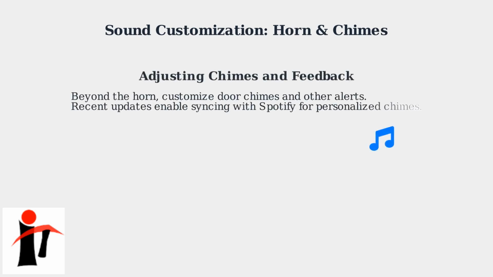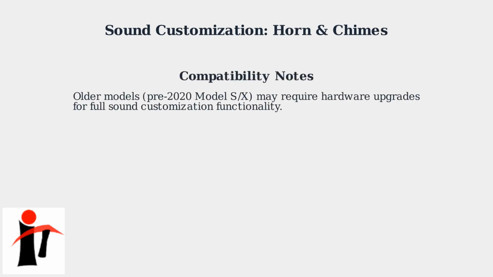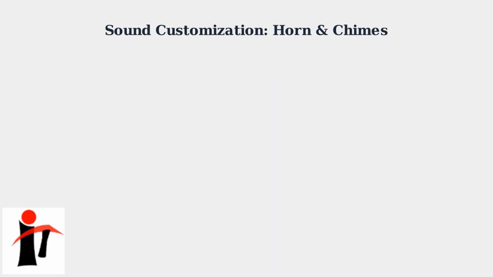For chimes and other feedback sounds, Tesla provides options to customize alerts for various actions, like seatbelt reminders or navigation prompts. Recent software updates have integrated Spotify, allowing you to sync your favorite songs or playlists as chimes. This creates a more personalized driving experience, turning routine sounds into enjoyable reminders. Experiment with these settings to find the perfect auditory profile for your Tesla. However, note that older models, such as pre-2020 Model S or X, might require hardware upgrades to access full customization features. Ensure your vehicle is updated to the latest firmware for the best experience.